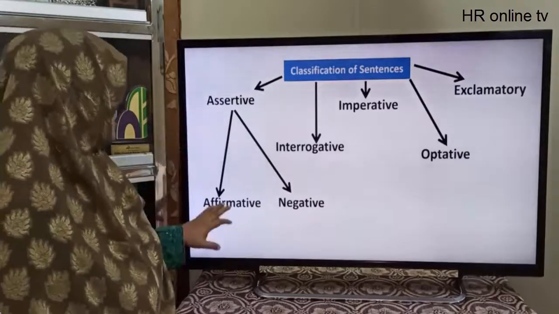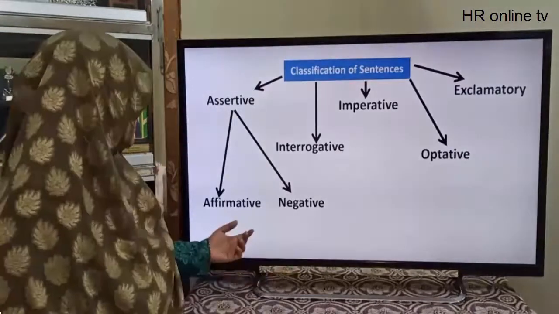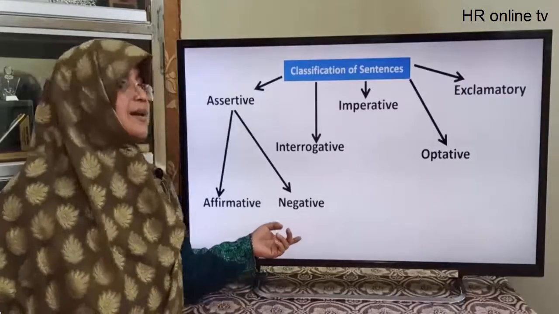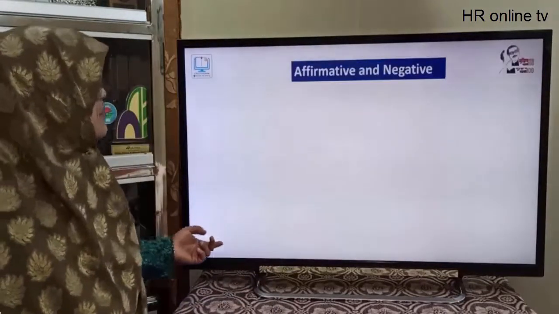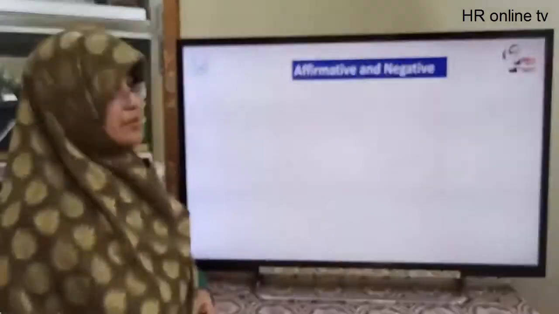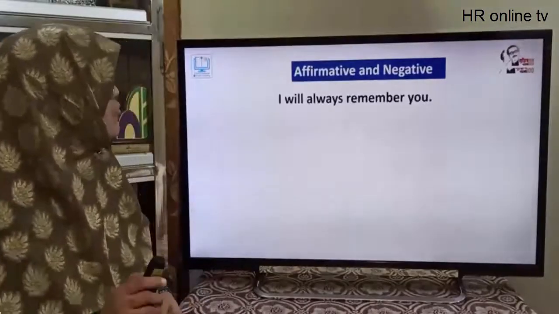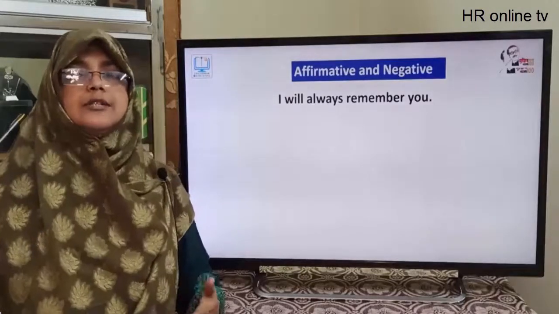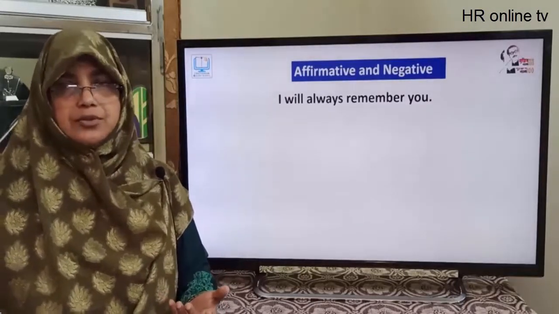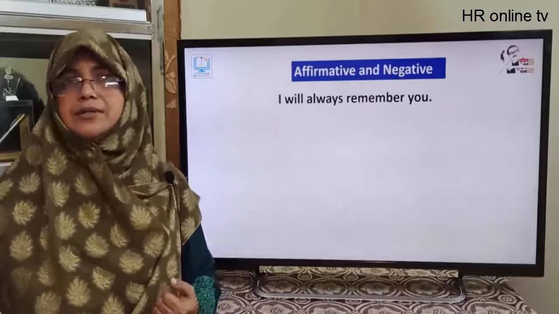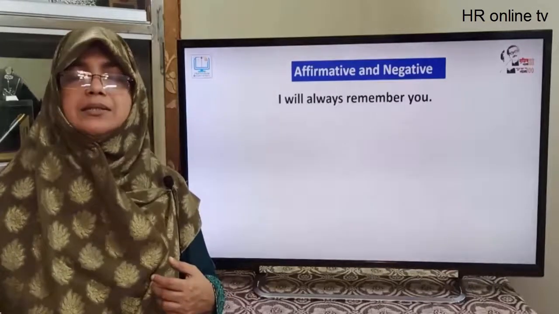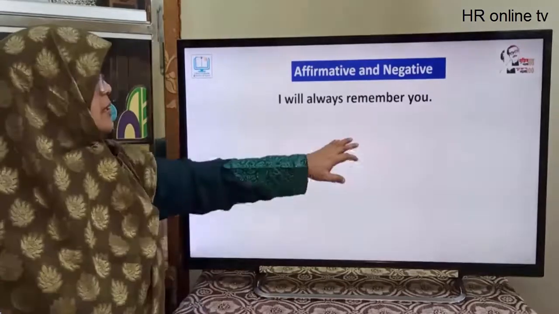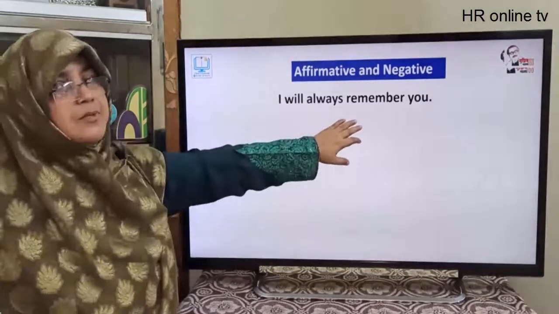An assertive sentence can be divided into two parts: affirmative and negative. Let's see some examples of affirmative sentences. I will always remember you. There's positive information, so it's an affirmative sentence. It provides a positive agreement. So, it's an affirmative sentence.